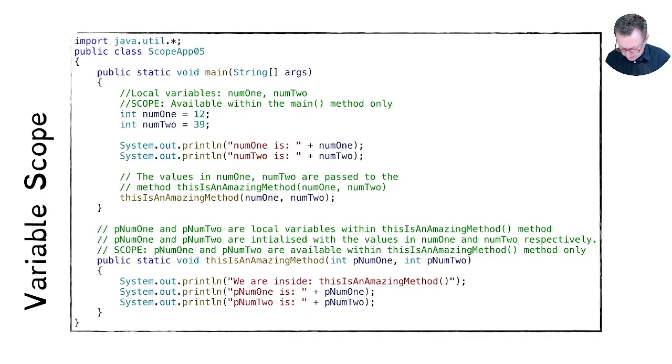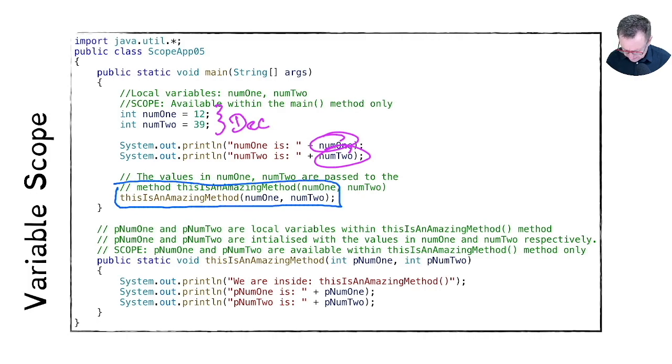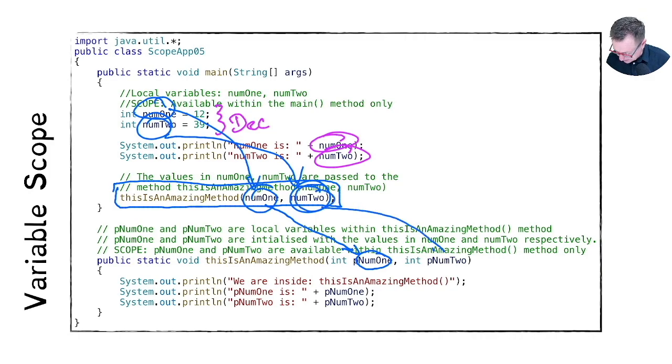Let's move to this spot here. Now, scope app 5, what do we have? Our num1 and num2 are declared here. We use them here and here, but now you'll notice in this is an amazing method, we've now added some arguments, num1 and num2. So we have passed those into the method call. And keep in mind, when it comes to methods, these are integers. So what happens when it's called, the value in num1 is going to be placed into p num1, and the value in num2 is going to be placed into p num2.